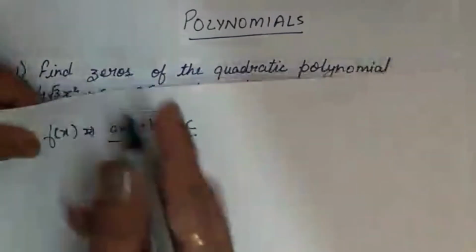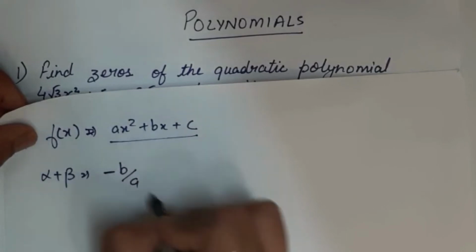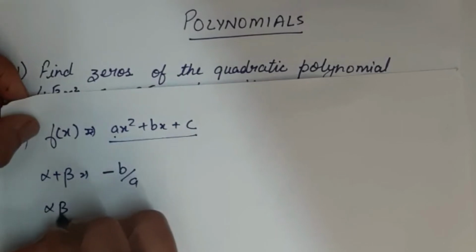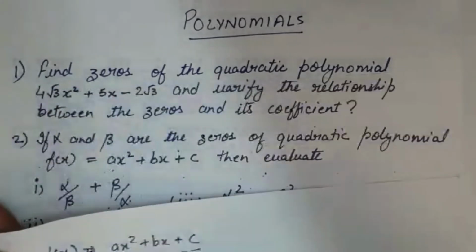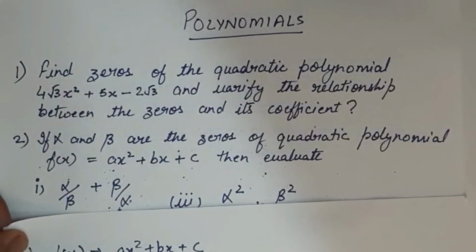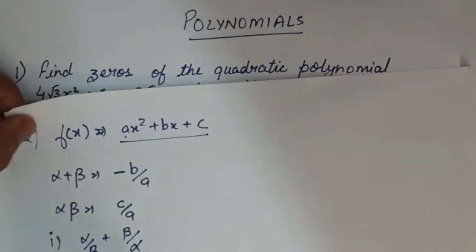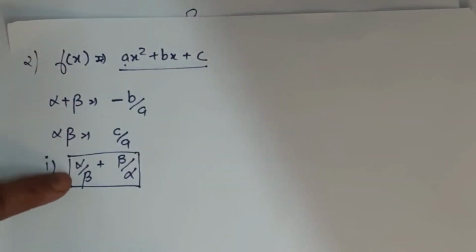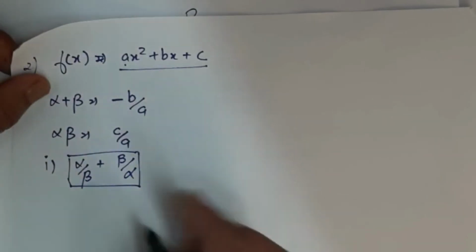See, how will we prove? We know alpha plus beta is minus b upon a, and according to this condition also it is minus b upon a. We know alpha beta is equal to c upon a. Now we only know these two things. What is being asked in our question is alpha upon beta plus beta upon alpha. We have to find the value of this. So we have to modify this question in such a way that it comes out in terms of alpha beta, alpha plus beta, or alpha beta. So I can easily put the values. Okay, so let's do it simply.